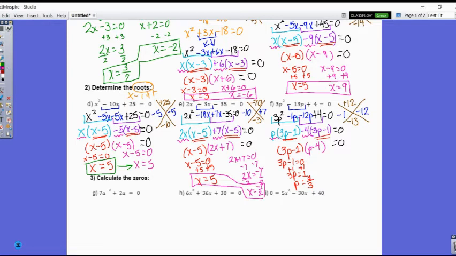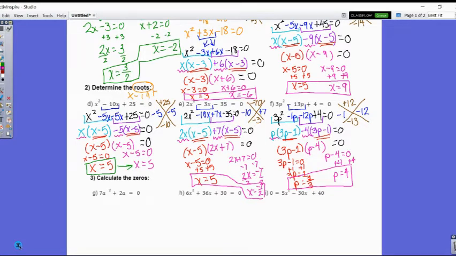Or, got to check the other mini problem there. If the factor p minus 4 is equal to 0, add that 4 to both sides, so p is equal to 4. Here's our two solutions. Here's our two roots. Here's our two x-intercepts. They're at 1/3 and 4. Positive 1/3, positive 4.